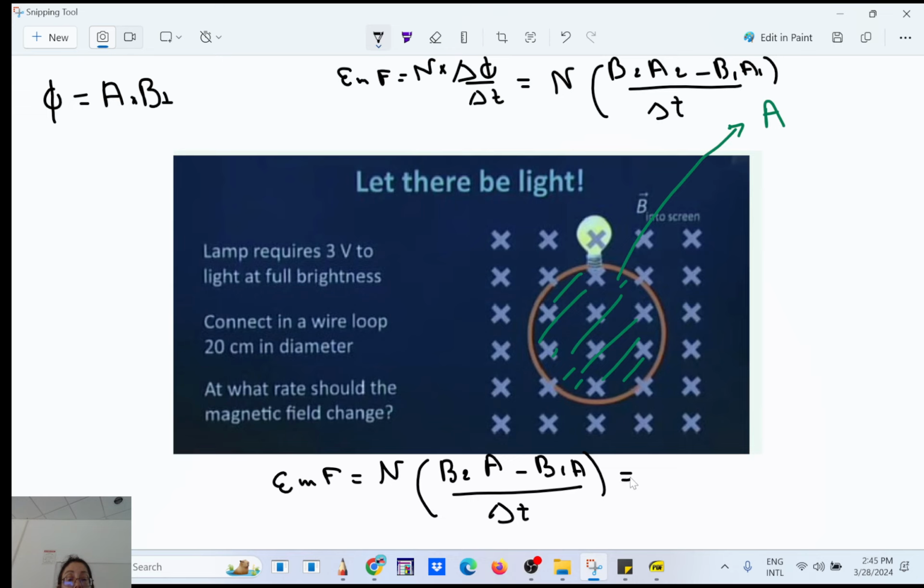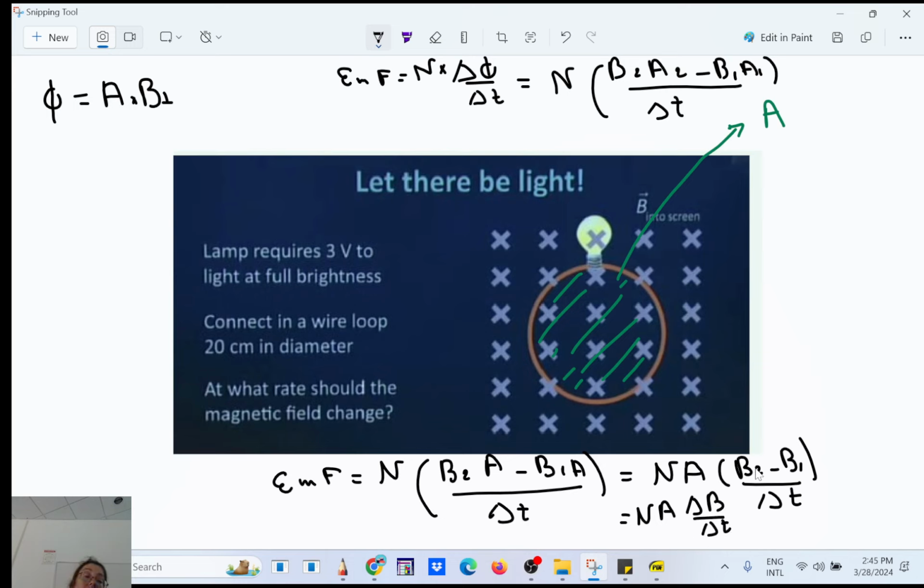So you can do it this way. I can factor out the area, which is not changing, so number of loops times the area. And here I have B2 minus B1 over delta T. And what's B2 minus B1? How do we call that? Final minus initial, it's a delta. Very good.